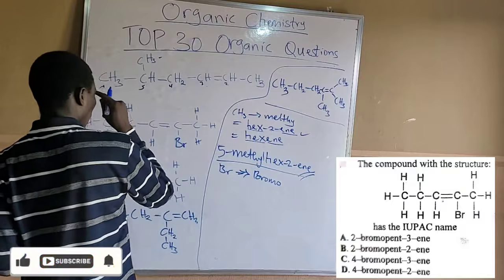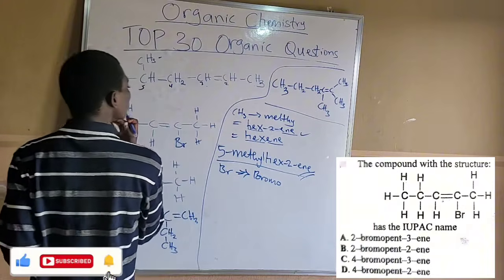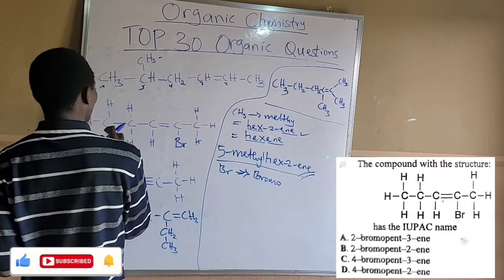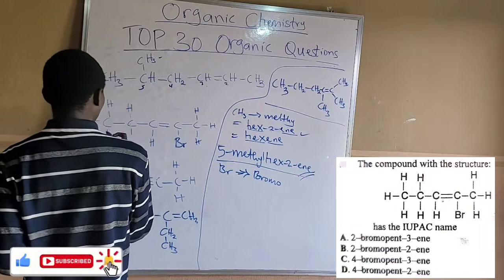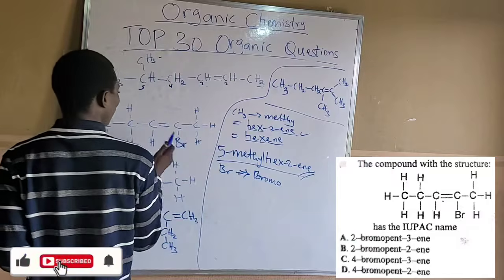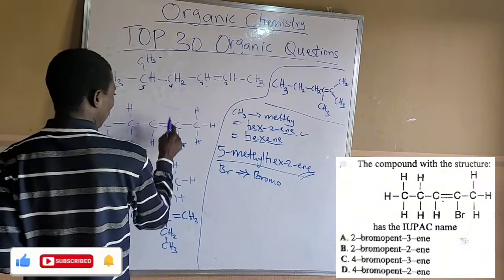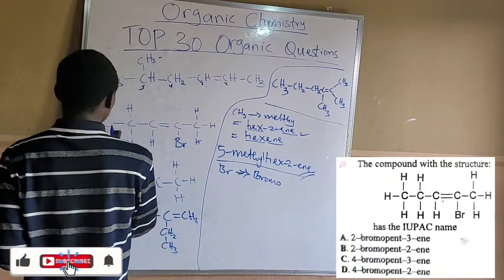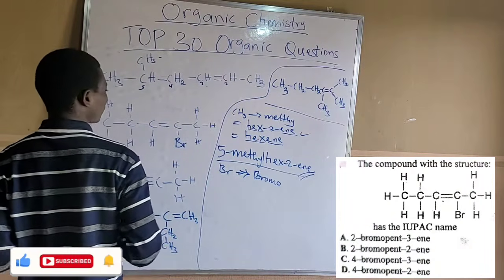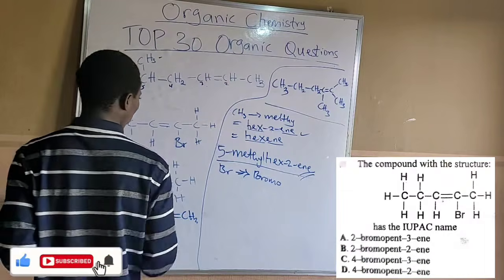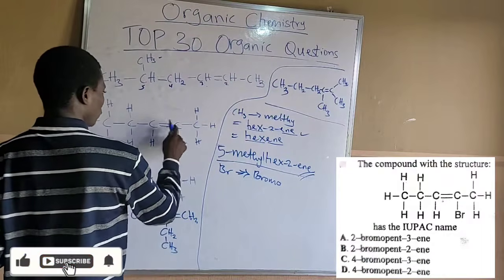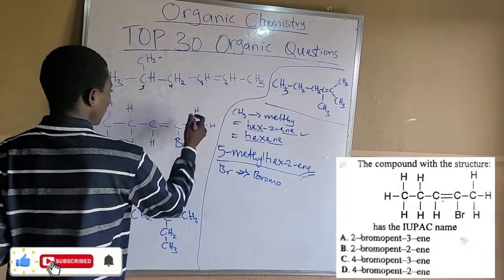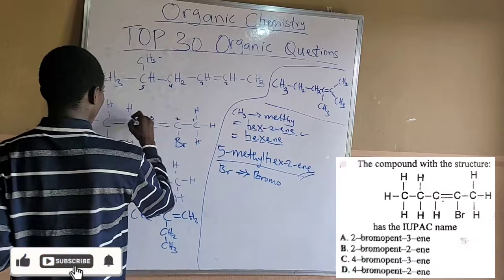Now, where am I going to start numbering? Will I start numbering from here or from here? But now take note that this double bond has higher priority than this bromine. So we must do it in favor of this double bond, not bromine. If I start numbering 1, 2, 3, I need to count 3 carbons before I get to this double bond. But what if I come like this, 1, 2, just 2 carbons before I get to this? So this one is faster. Then we go with this. So we say this is carbon 1, carbon 2, 3, 4, 5.